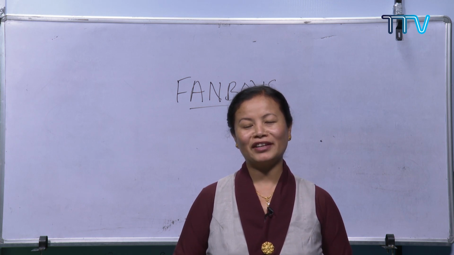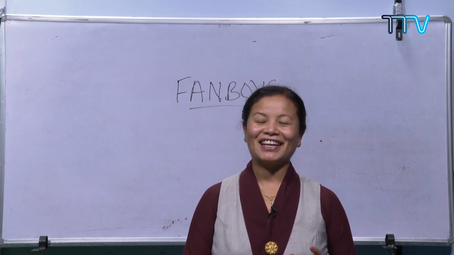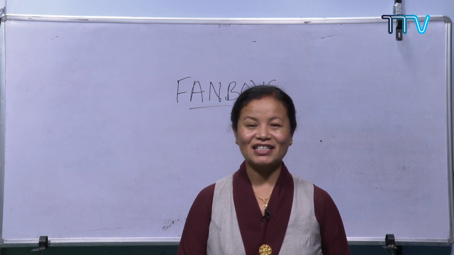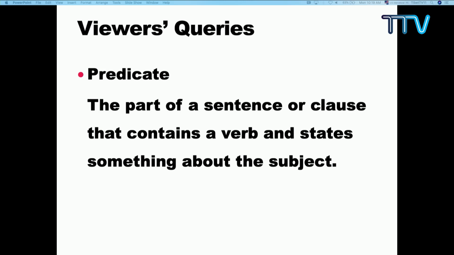In our lesson last week, we talked about subject and verb and we didn't discuss predicate. Some of you are a little confused about why it was not discussed. A predicate is a part of a sentence or clause that contains a verb and states something about the subject. Let me give you a very simple example.